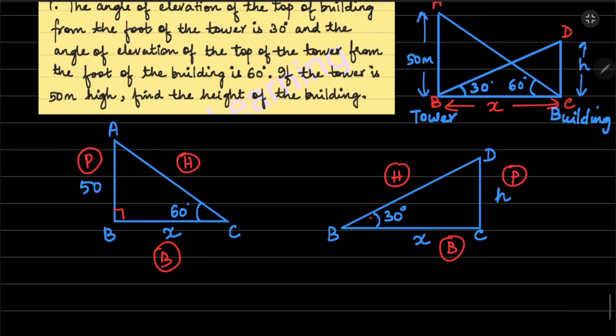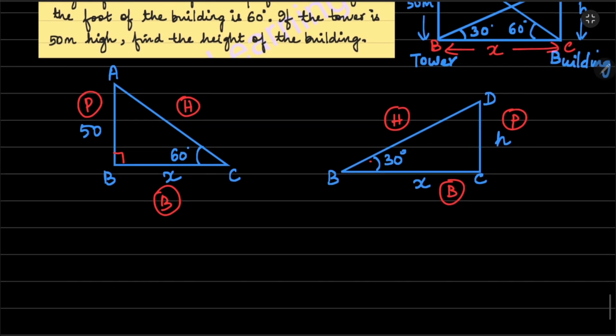Now in these two triangles, you can use any one triangle and find out X. So here, what is asked? You have to find out X. You are given perpendicular.